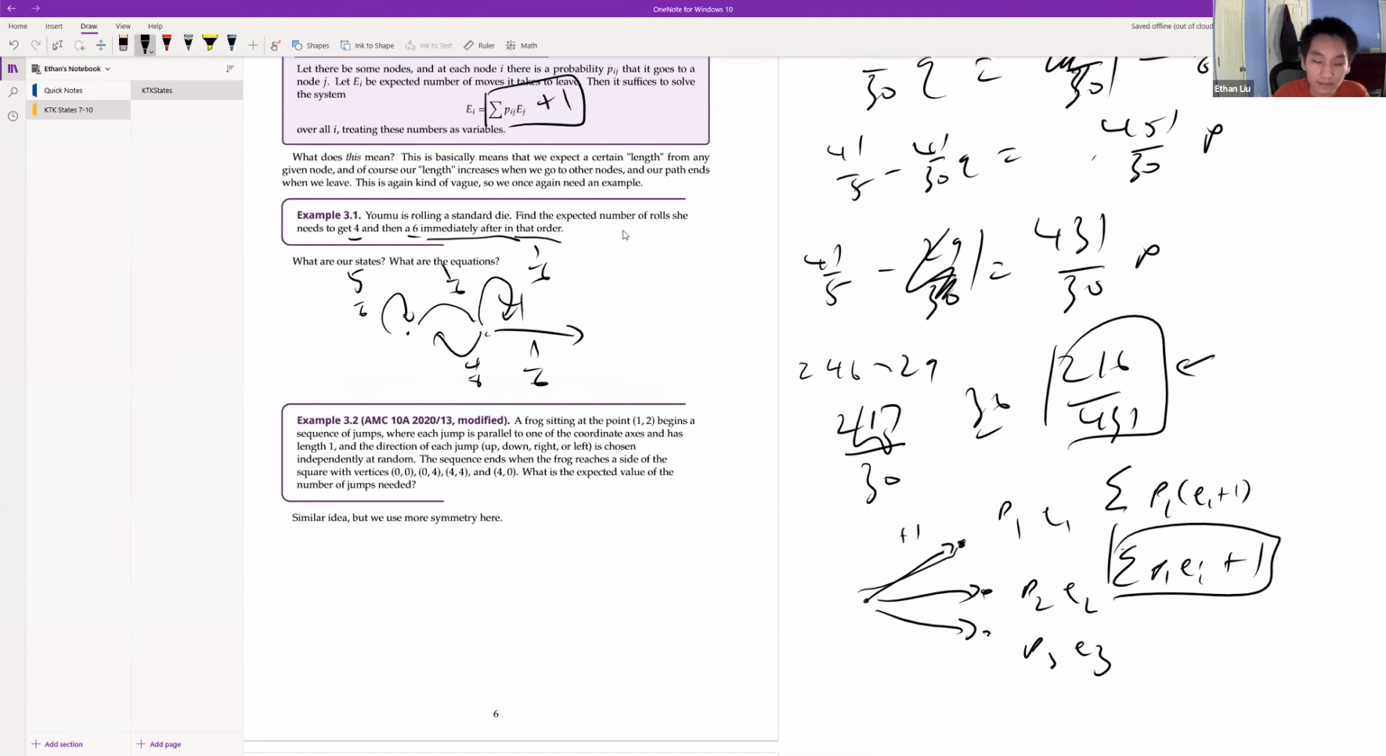And so our expected values are, let's call them E and F or something, right? And so E is 5/6 E plus 1/6 F plus 1. And F is equal to 1/6 F plus 1/6 of 0, actually.